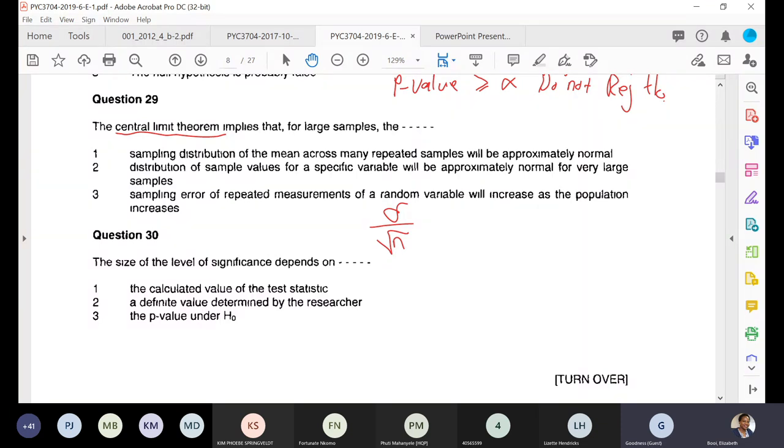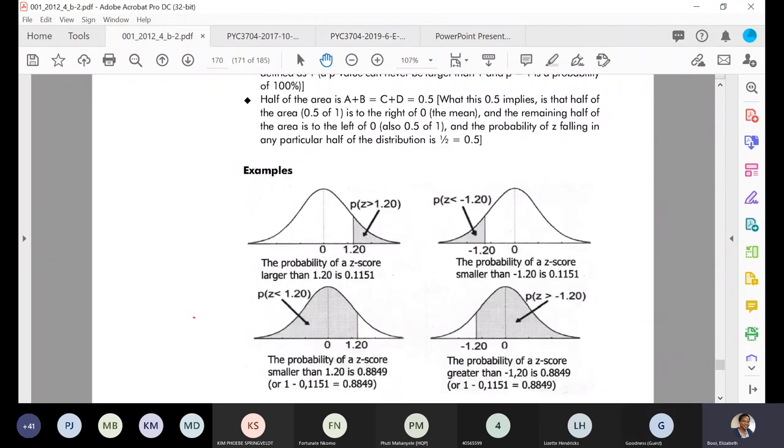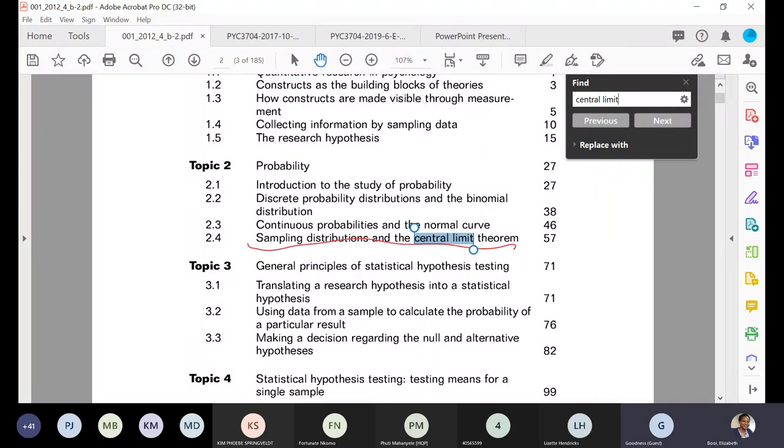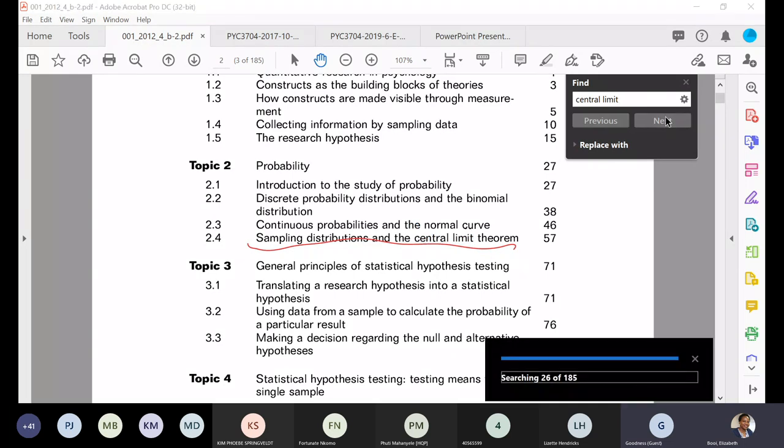I hear number 1, number 3. Did anyone say number 2? Someone said number one. I think it's number three. Central limit theorem.